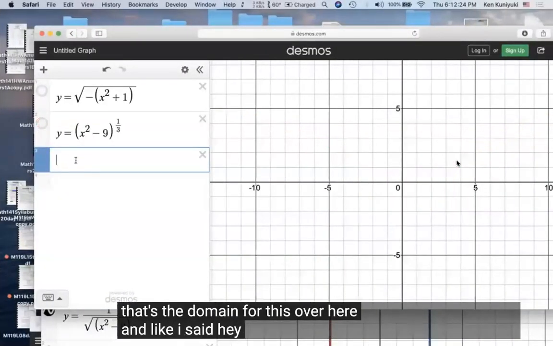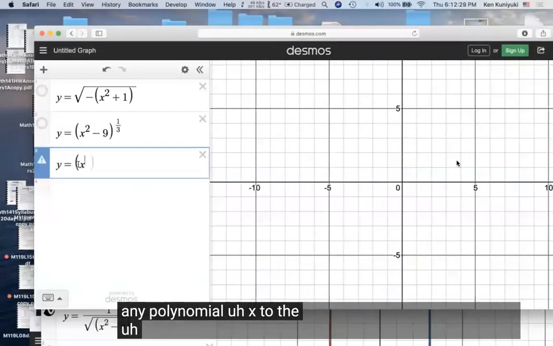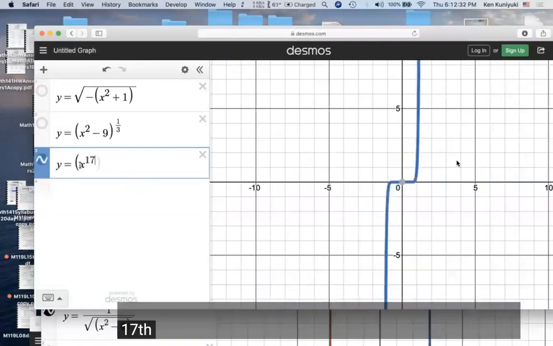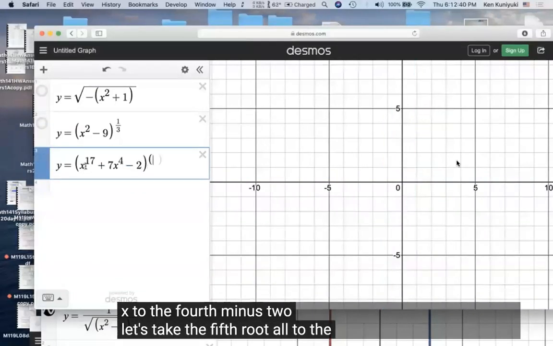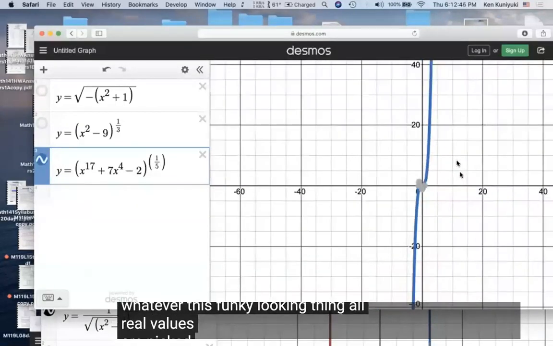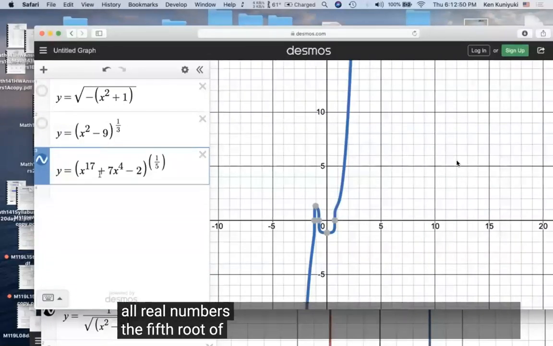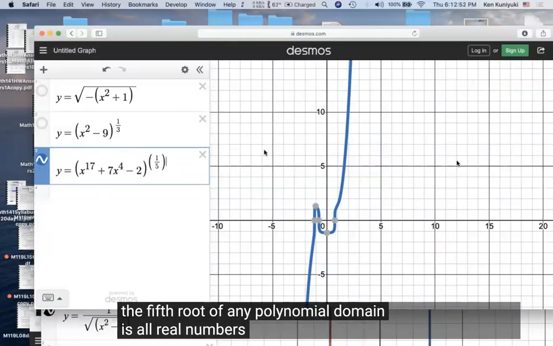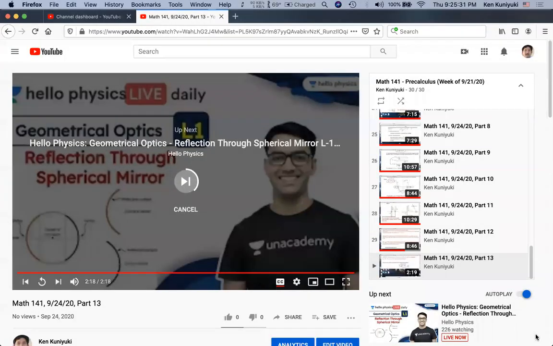And like I said, if I take any polynomial, x to the 17th plus 7x to the 4th minus 2, let's take the 5th root, all to the 1/5, whatever. This funky looking thing, all real values are picked up as x coordinates. Domain is all real numbers. The 5th root of any polynomial, domain is all real numbers. Play with Desmos, it's fun. All right. So that is that.